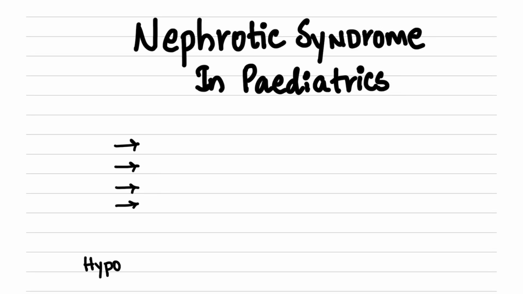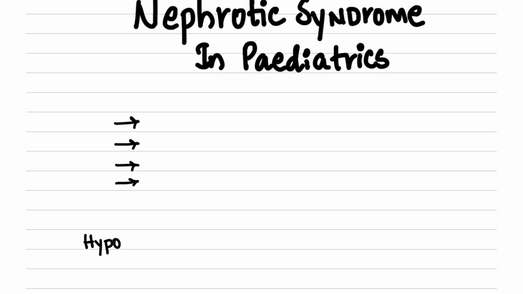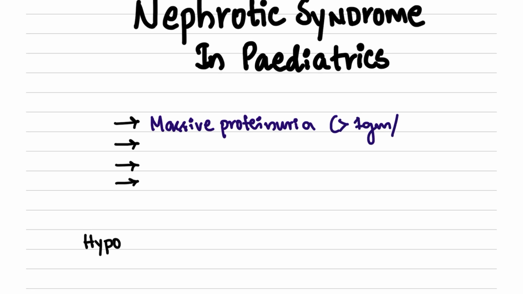In this lecture, we are going to learn about nephrotic syndrome in pediatrics. Let's look at normal features that we see in nephrotic syndrome. We see massive proteinuria, and this is usually more than 1 gram per meter square per day.